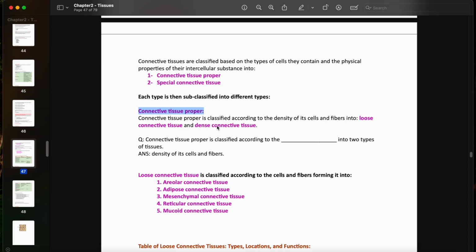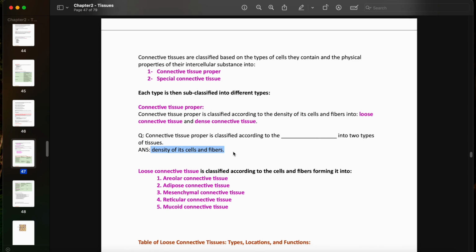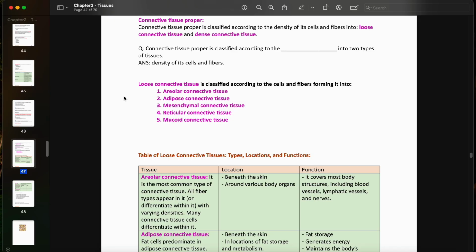Connective tissue proper is classified according to the density of its cells and fibers into loose connective tissue and dense connective tissue. So you can have this as a blank question, according to the density of its cells and fibers. The loose connective tissue is classified according to the cells and fibers forming it into these 5 tissues. We are going to have areolar connective tissue, adipose connective tissue, mesenchymal connective tissue, reticular connective tissue, and the mucoid connective tissue.